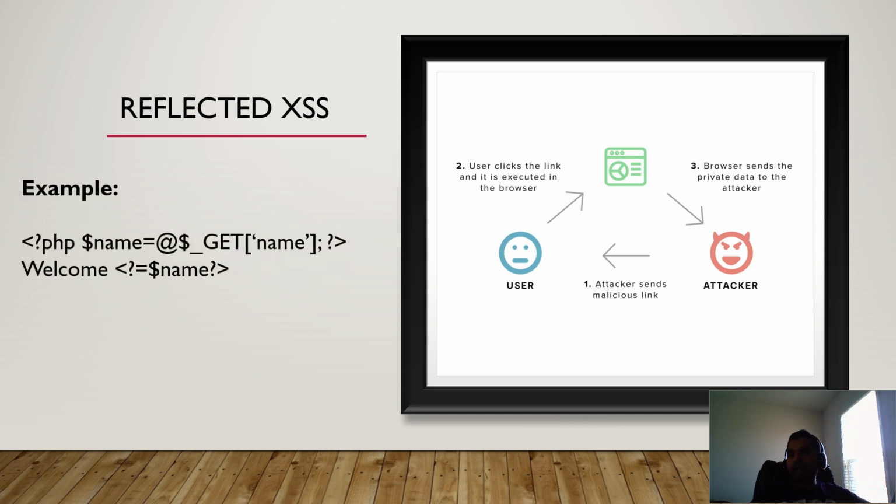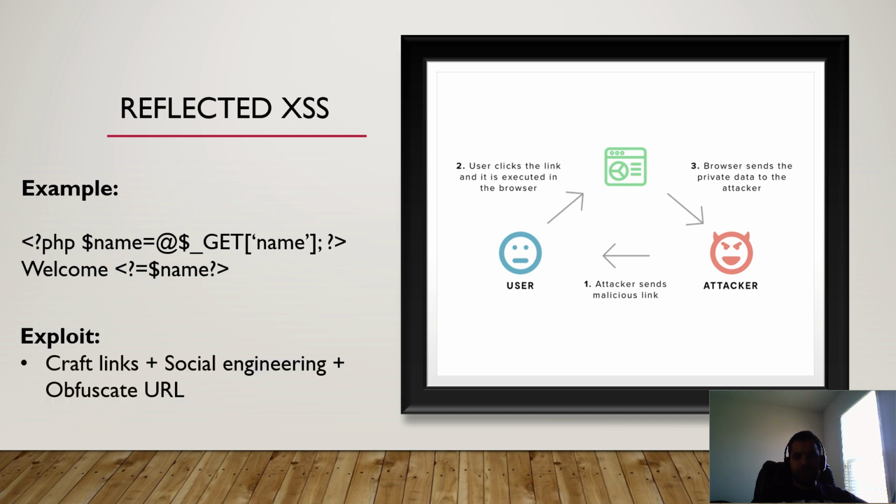But to make reflected cross-site scripting work, the attacker has to be smart. If you send someone a link where the search parameter clearly shows some sort of fishy payload like alert and script, then the user won't click on it. So you would have to trick the user. You would have to craft the links, social engineer the user, and also obfuscate the URL, because if it's a plain text URL, anyone can see and understand this is fishy and they won't click on it.